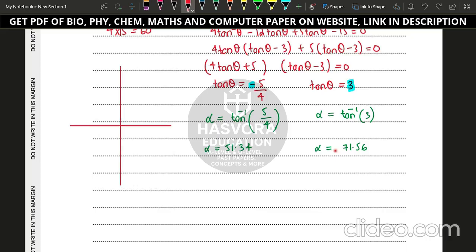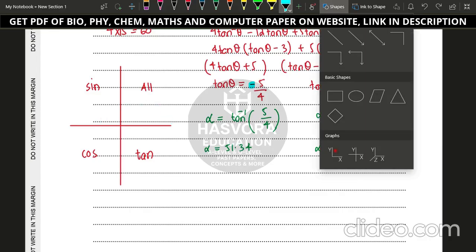So you should know that in the first quadrant all are positive, in the second quadrant only sine is positive, in the third one we have the cos positive, and the last one we have tan positive. So here we have the tan negative for the 5 by 4. Okay, so it means that we are going to be taking the sine, because we only have the range of 180.